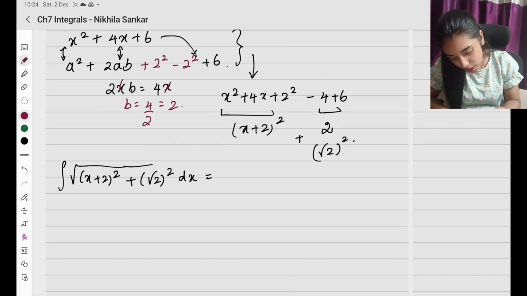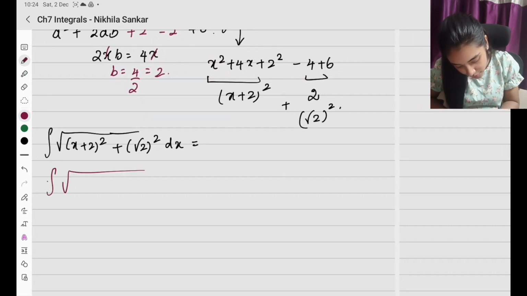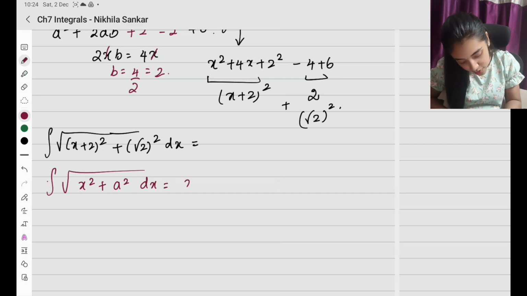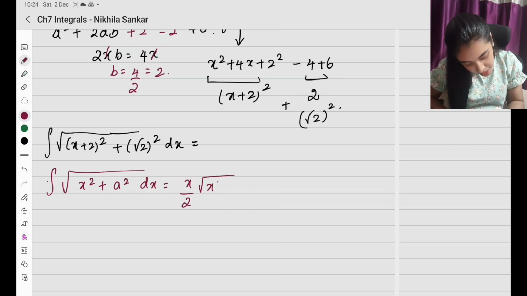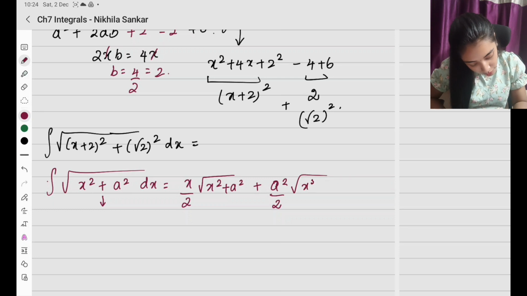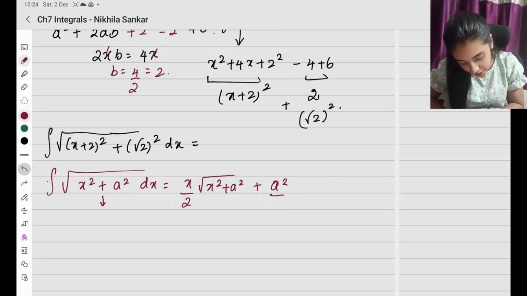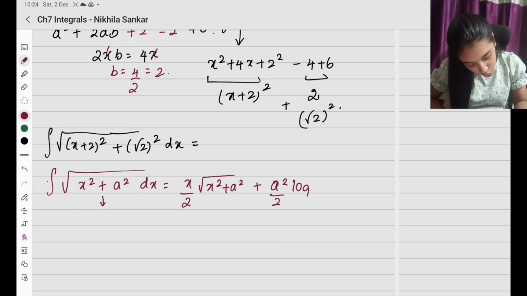So what formula am I going to use? Integral of square root of x square plus a square times dx is going to give me first x by 2 square root of x square plus a square, plus, I have a plus here, so plus a square by 2 log mod, don't forget the log, x plus square root of x square plus a square, okay?